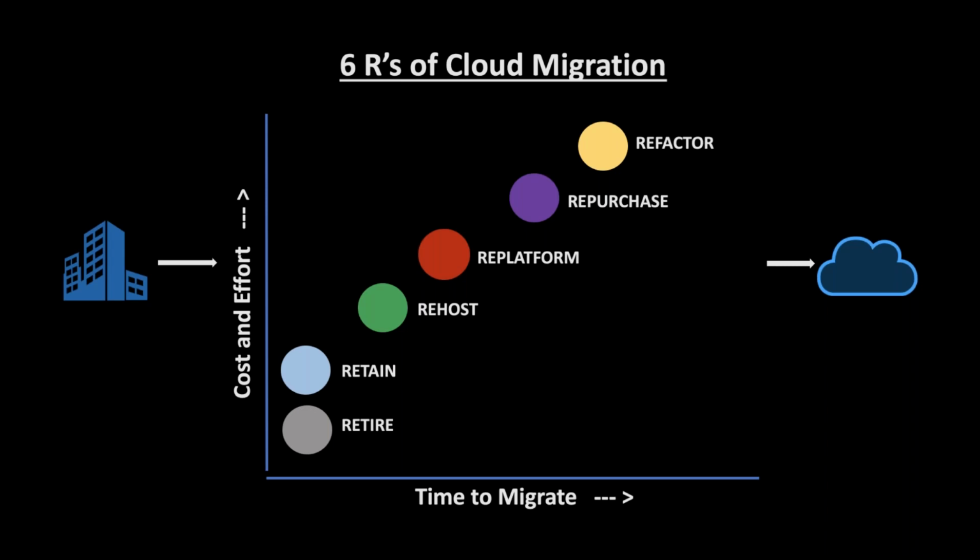So rehosting is another option, which is the lift and shift approach. Replatforming is lift and shift with some amount of refactoring. So the core application architecture remains the same, but you might leverage some of the benefits of cloud by using some managed instances like databases and all. Repurchasing is mostly moving to a different SaaS product.